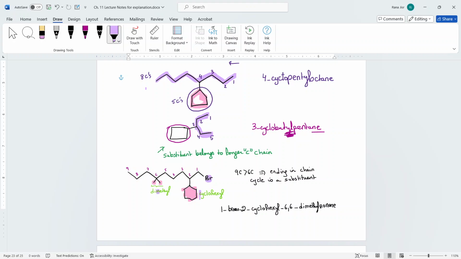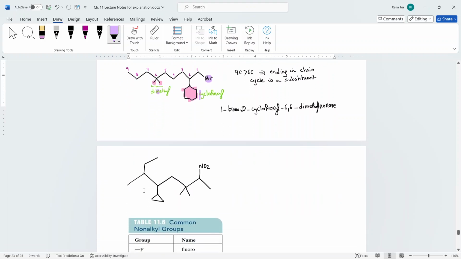And then I have a bromine. I have a bromo. So B comes before the C, before the M. So on carbon number 1, give it the lowest number, 1-bromo, 2-cyclohexyl, and then on carbon 6 I have 6,6-dimethyl, and then the parent name, which is nonane.